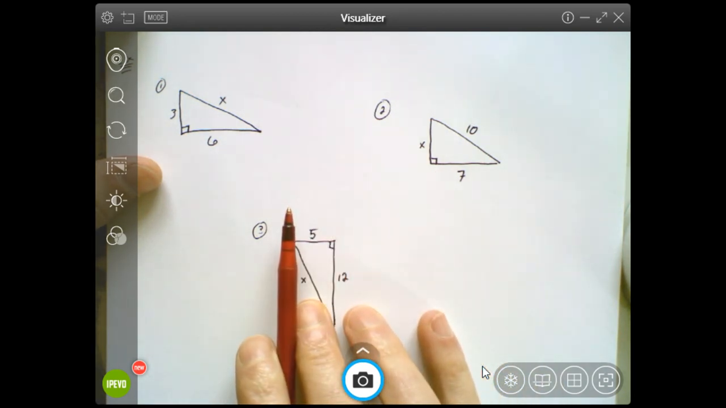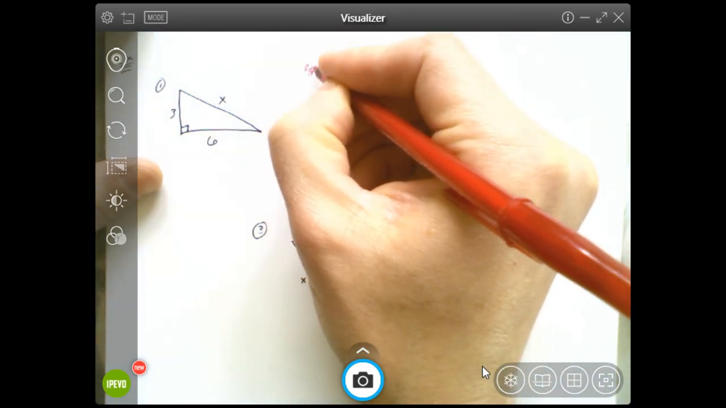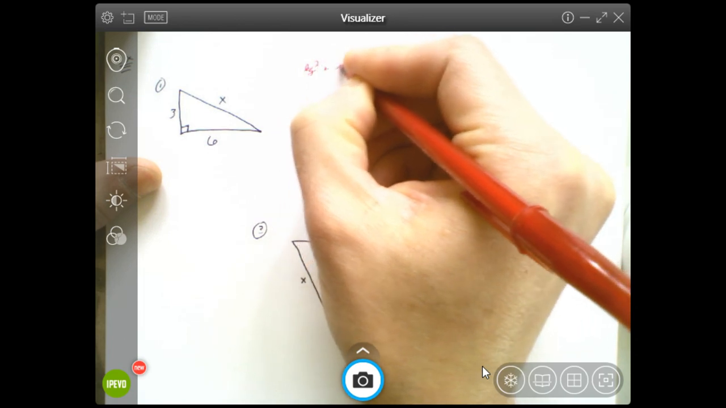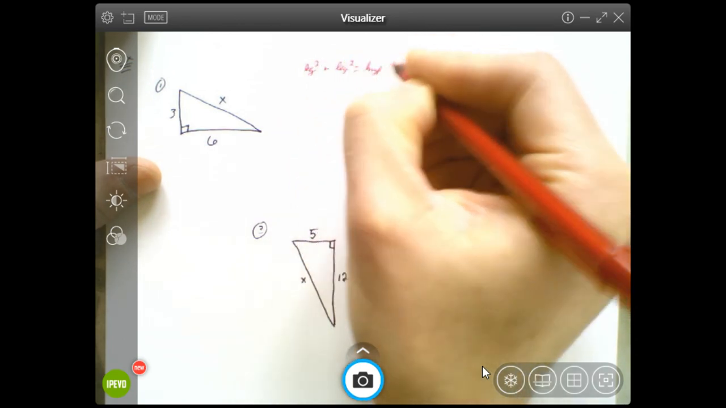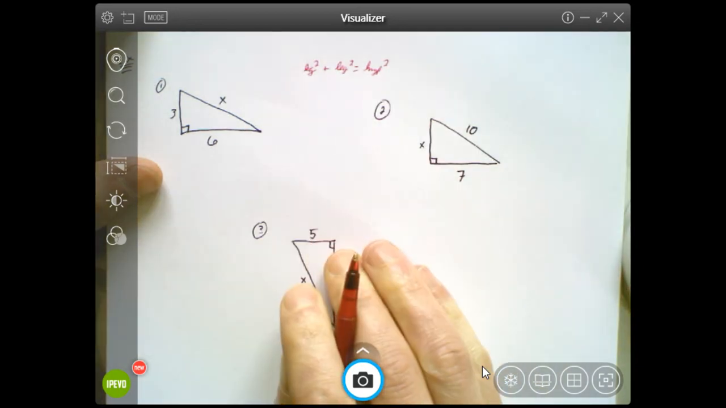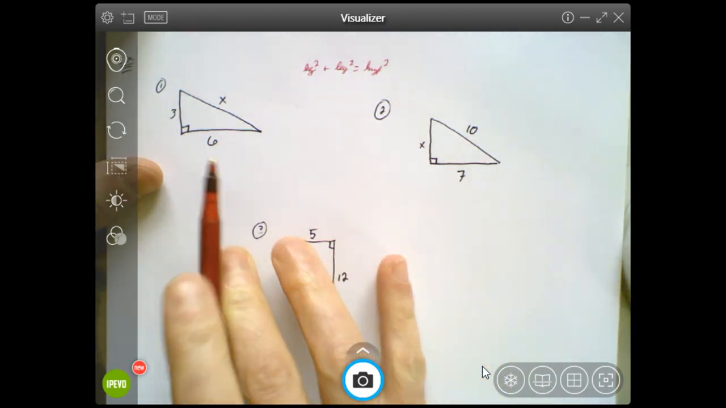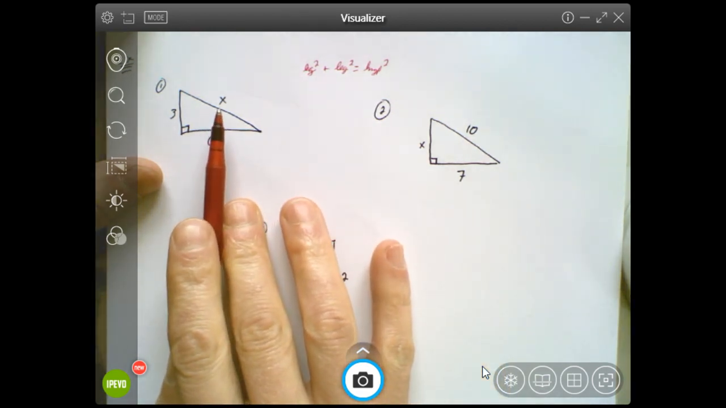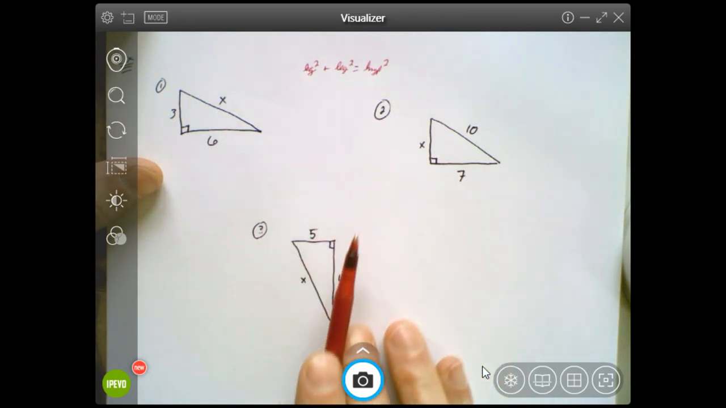What does the theorem say? It says if we have the leg squared plus the leg squared equals the hypotenuse squared, right? So what you always got to be asking yourself is what is the missing side length that I'm looking for? Notice in all of my examples, they're going to be marked with an X.